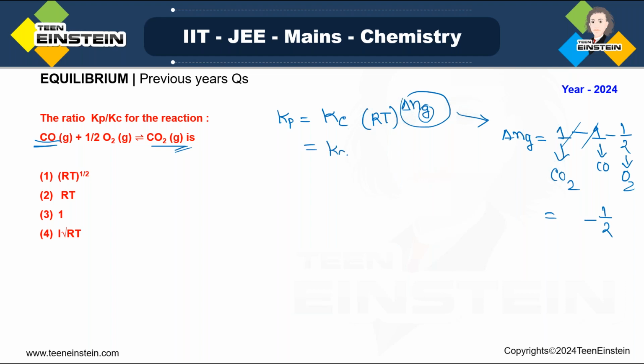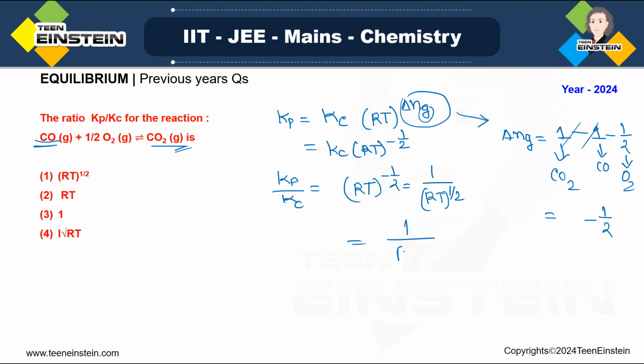Now if you put it here, Kc RT to the power minus half. You have to find the ratio of Kp by Kc, so bring Kc to the left hand side. You are left with RT to the power minus half. Now you can also write it as 1 by RT to the power half. So ultimately it is matching with the last option. That is why this will be the correct option.